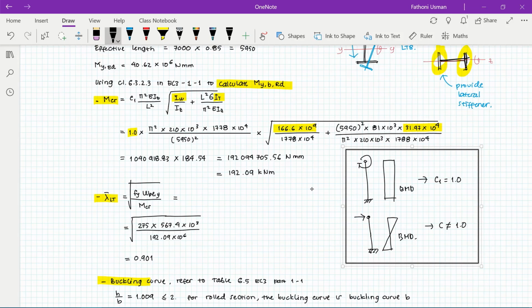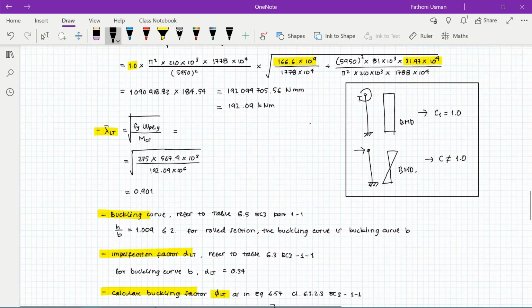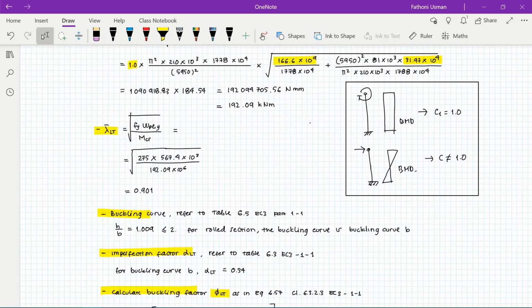Okay, let me continue. So just fit into this expression. So we have here the MCR equal to 192.09 kN. And then next we calculate the non-dimensional slenderness. Also just simply fit into this expression. Lambda LT bar is equal to the square root of Fy times Wpl,y over MCR.